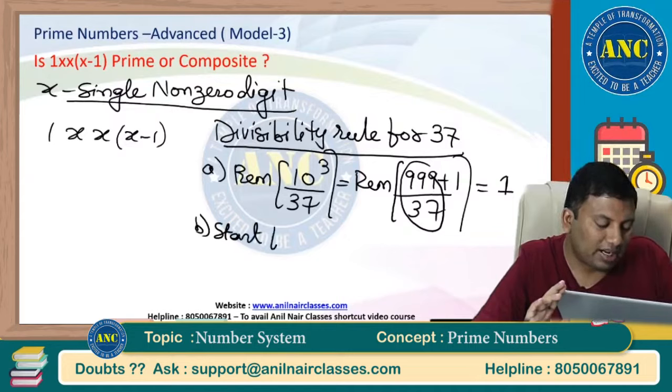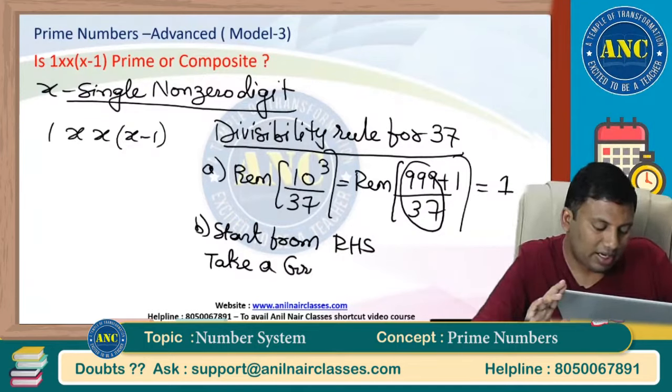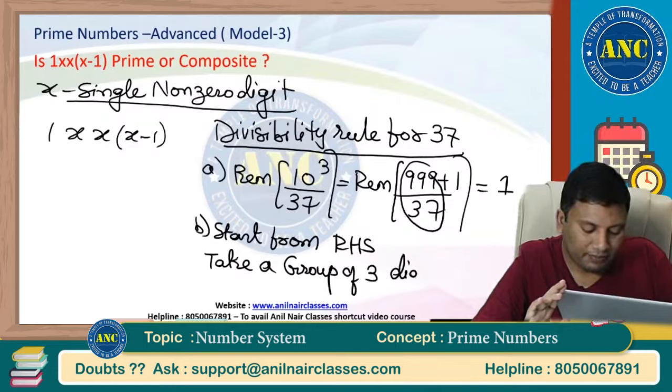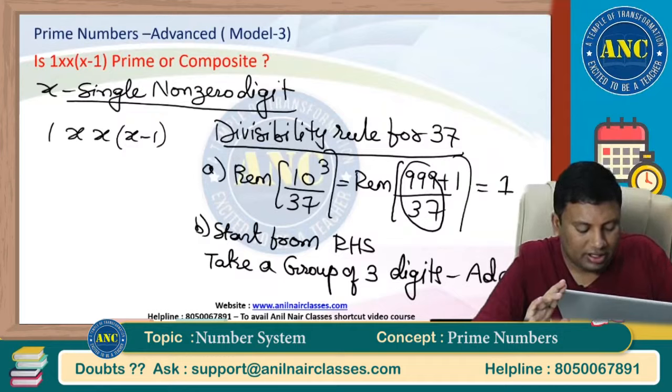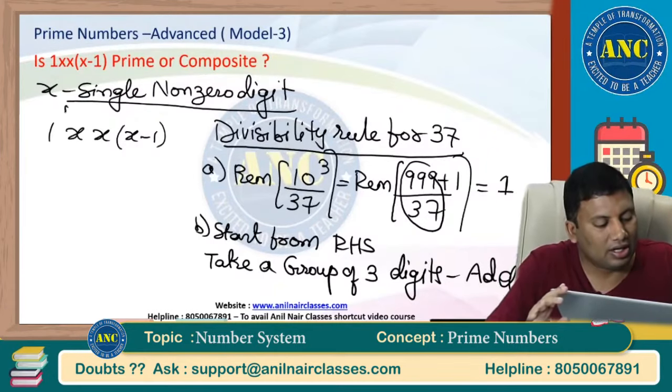So what is the concept? Start from the right hand side. Take a group of 3 digits. Add them. This is the first key point. So take groups of 3 digits and add them.